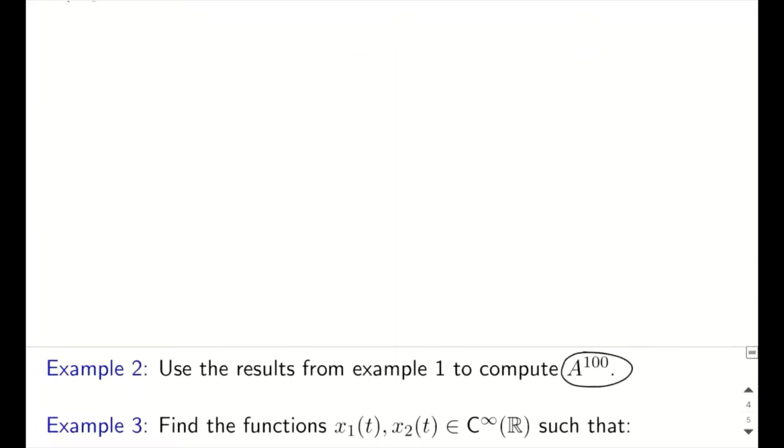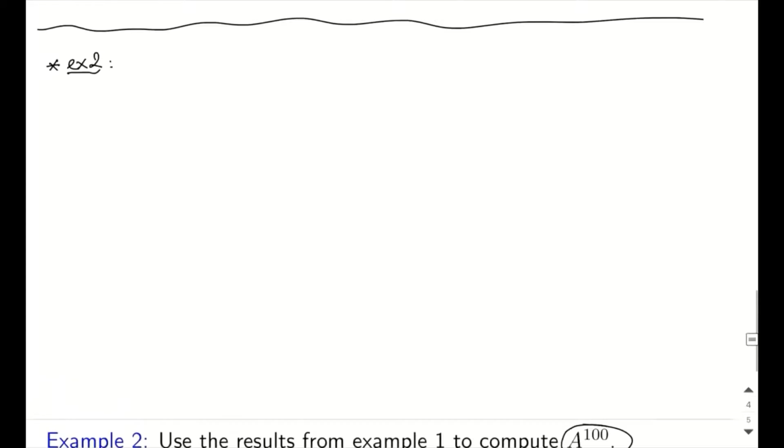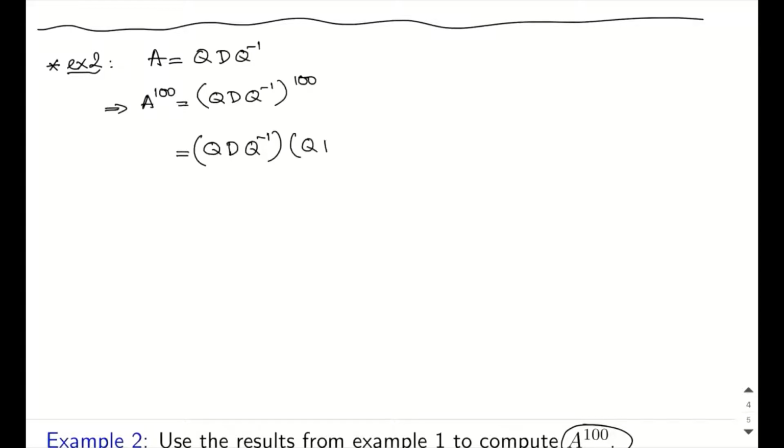Compute A to the power 100. So we know that A is QDQ inverse. This implies that A to the power 100 is QDQ inverse multiplied 100 times. This is the same as multiplying QDQ inverse with QDQ inverse with QDQ inverse, and so on, QDQ inverse 100 times.